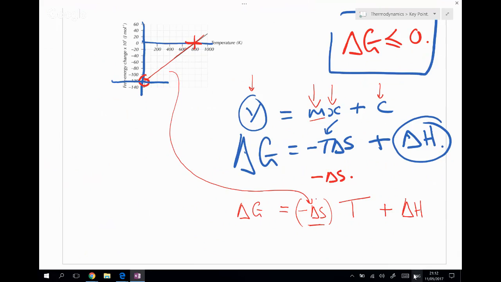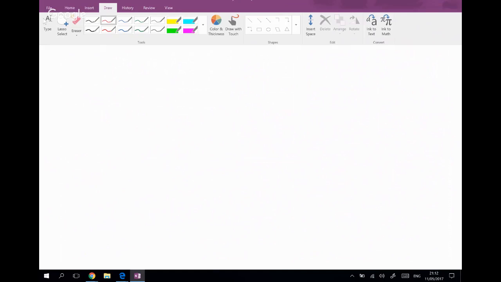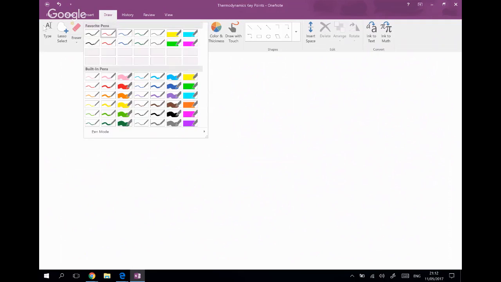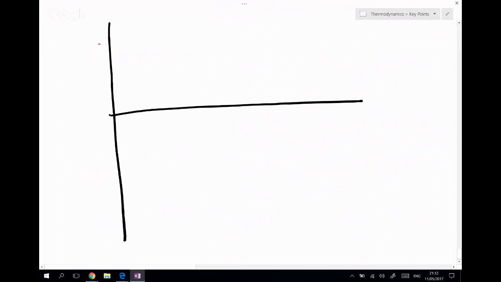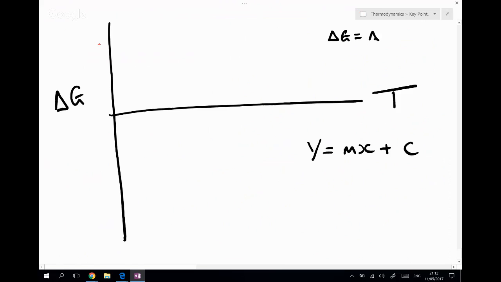All right, let's have a look. So my plot here, I'll replot it. Excuse my bad drawing. Okay, so I've got delta G is what I'm plotting on the y-axis, and I'm going to plot this against temperature. My equation, remember, for a straight line is y equals mx plus c. All right, and we're using the equation delta G is equal to delta H minus T delta S.